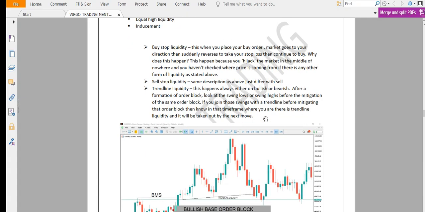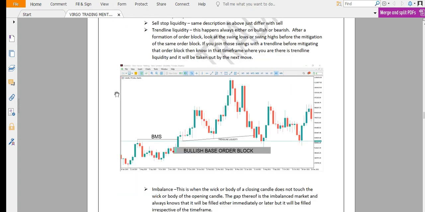So now the trendline liquidity. This happens always, either bullish or bearish. After a formation of an order block, look at the swing lows or swing highs before the mitigation of the same order block. If you join those swings with a trend line before mitigating that order block, then know that in the time frame where you are, there is a trend line liquidity, and it will be taken out by the next move. Okay. So what do I mean by that?